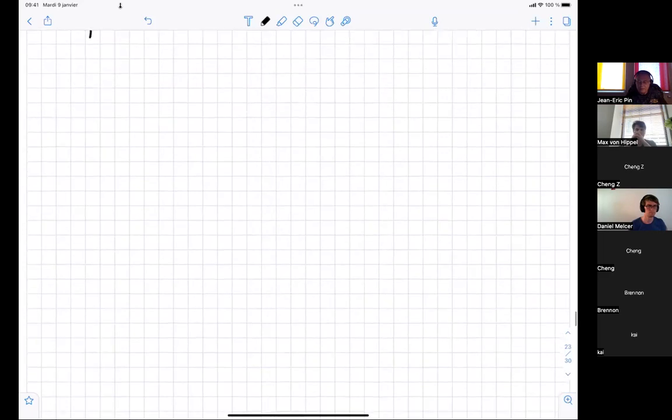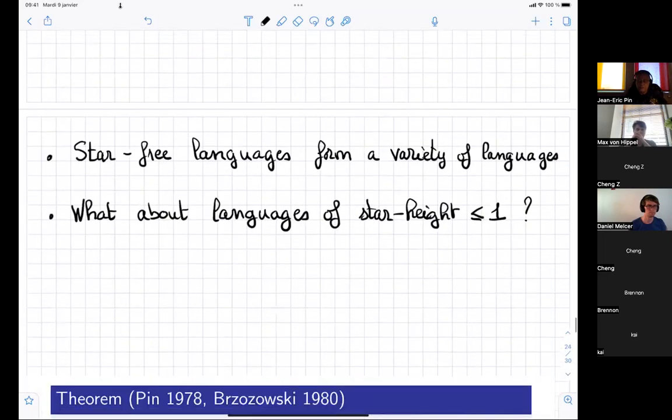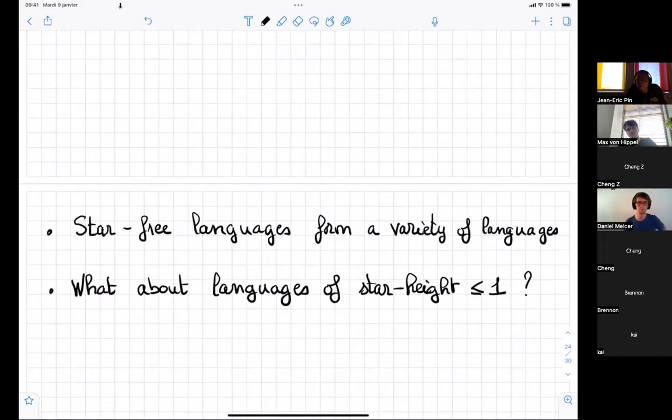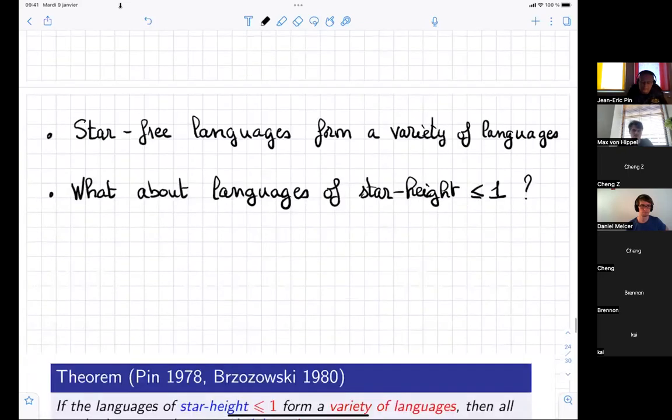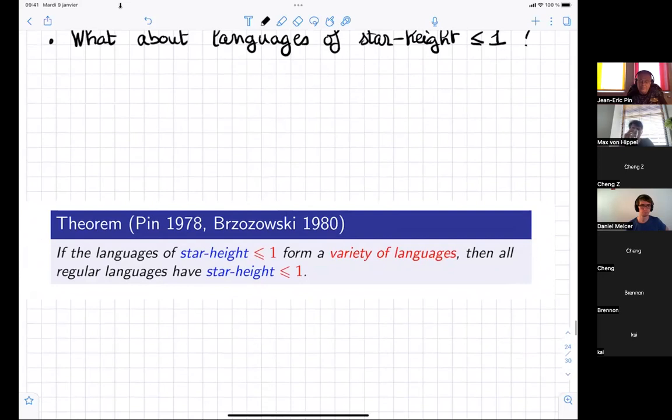So what is it useful for, for the star height problem? It boils down to this question. We know that star-free languages form a variety of languages. So what about the languages of star height smaller than 1? Big disaster. Well, maybe not.